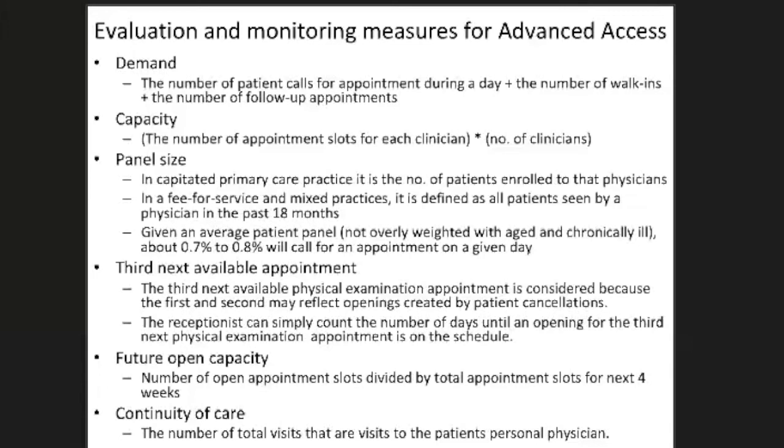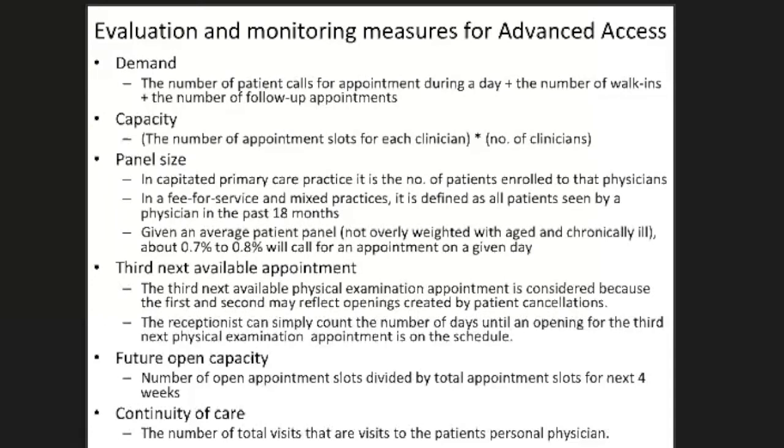And the second idea here is that we look for the third next available appointment as against the first and second next available appointment, because the first and second sometimes may reflect just openings created by patient cancellations. So just to be sure that you have a certain performance level within your system, you look for the third next available appointment as your metric to understand how well you're working. So for example, one way to think about this is, what is the waiting time for a patient for their third next available physical examination appointment?